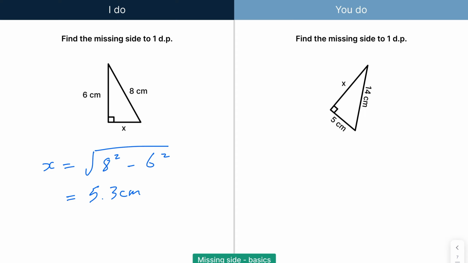Hopefully you've pressed pause and I've got an example on the right. So again, it's asking for one of the shorter sides, which means we're going to subtract and always put the bigger number to the left. If I just type that into my calculator, that is essentially how we use Pythagoras' theorem to find the missing side of a right angle triangle.